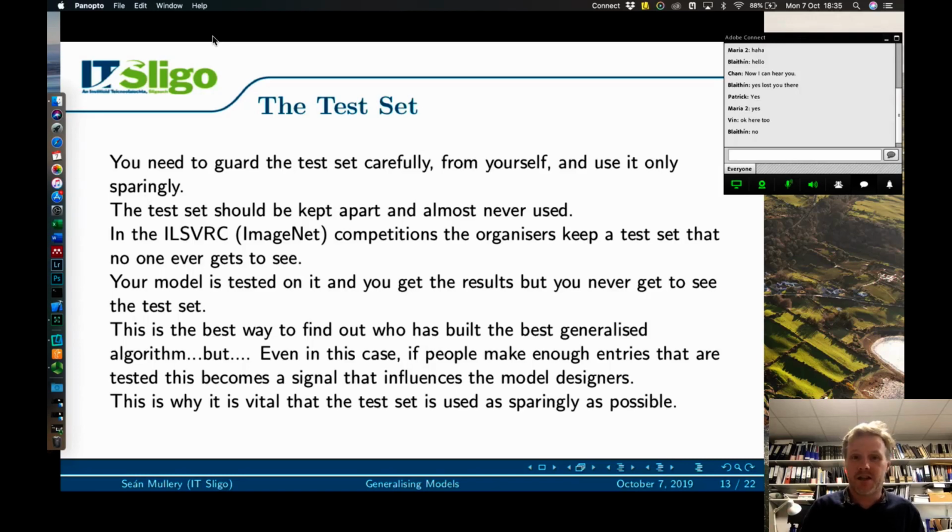In fact, the ideal place for it to be used is to test between maybe different algorithms or different models that you might be using. Once you've trained and done your validation on a model, you might try some other model on the same data, and then at the end you do a test between the two to see which of them comes out best. Now in the ILSVRC ImageNet competitions, the organisers actually keep a test set that no one ever gets to see. I think Kaggle competitions do this sort of thing as well.